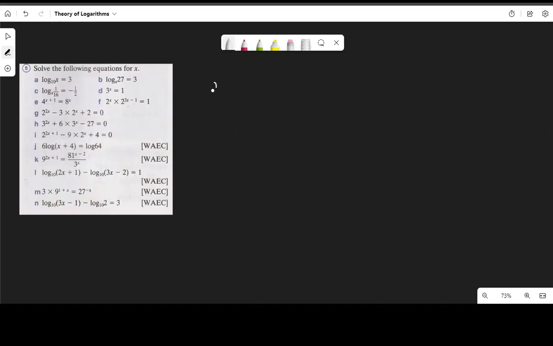Move on to D. D is 3 to the power of x equal to 1. To make the bases equal here, we know that any number raised to the power of 0 is 1. So I'm going to write this as 3 to the power of 0. These are equivalent. Now the bases are the same, which implies x is equal to 0.